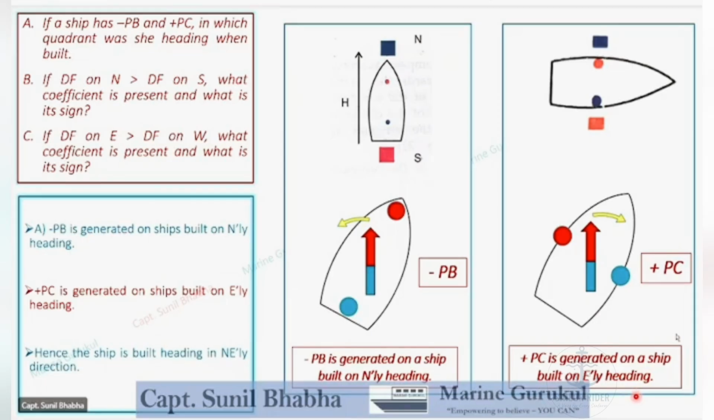Now combining both these factors, it clearly tells us that the vessel is built heading in a northeasterly direction. Whatever is the heading of the ship at the time of shipbuilding, it has to have a northerly component which gives rise to minus PB, and it has to have an easterly component which gives rise to plus PC, thus explaining that the vessel is heading on a northeasterly direction when it is built.